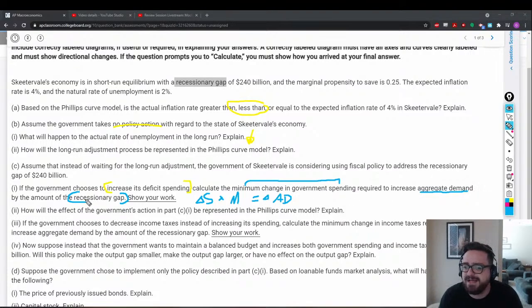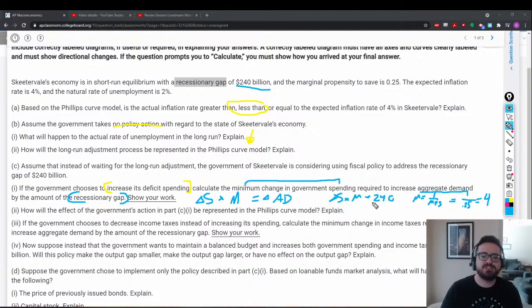The change in aggregate demand is the amount of the recessionary gap. I need aggregate demand to go up by 240. So my setup here is that it's a change in spending times my multiplier equals 240 billion. Delta S, this is a terrible delta sign, times M equals 240. My multiplier equals 1 over MPS, that's my spending multiplier, which would be 1 over 0.25, which is 4. So it's something times 4 equals 240.